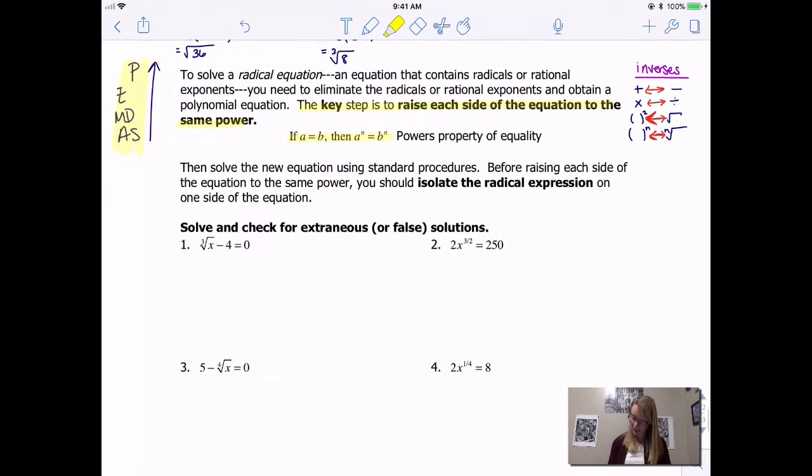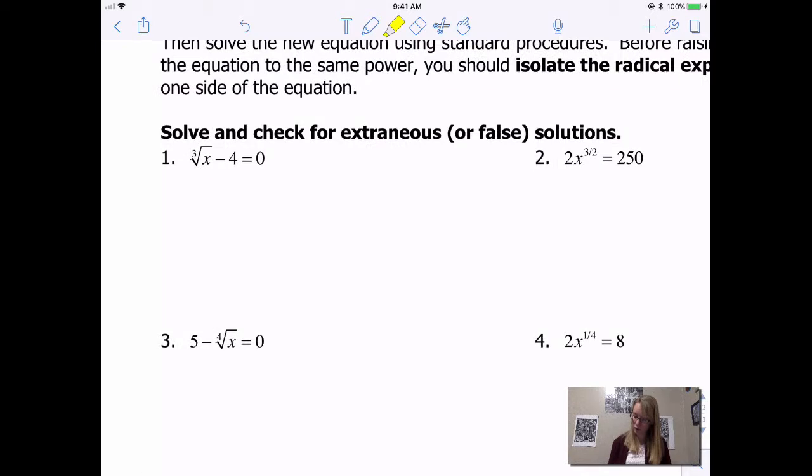The last thing they say is we're going to solve and we're going to check for false solutions. All that means is we're going to check that our answer is right. Sometimes when you're working with radicals, not very much in this chapter, but sometimes you're going to get answers that just don't work. But what we're really going to check for is, did we do our work right? When I plug my answer back in, does it make the equation true?